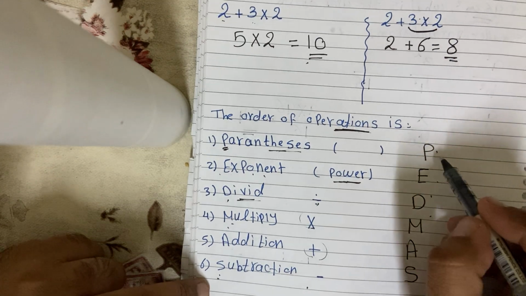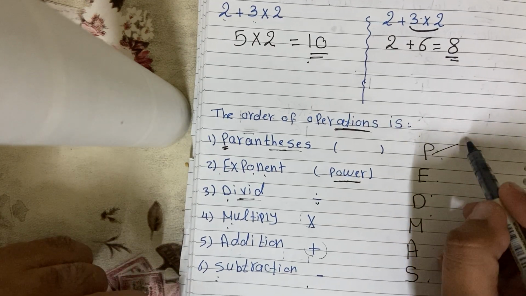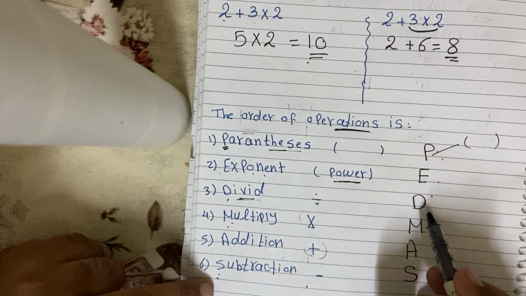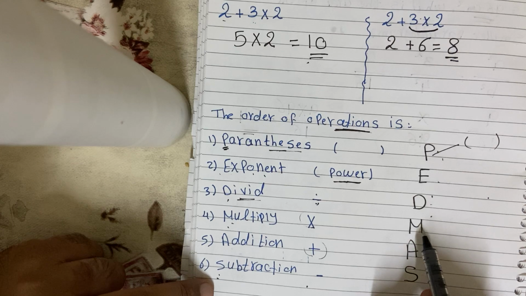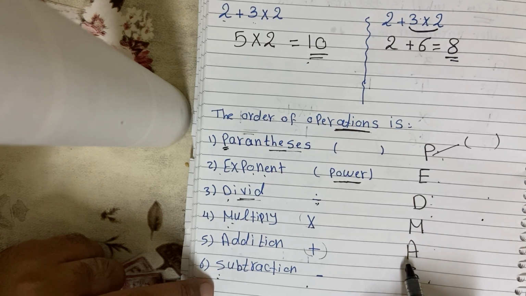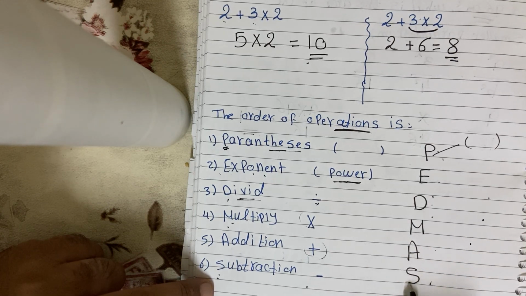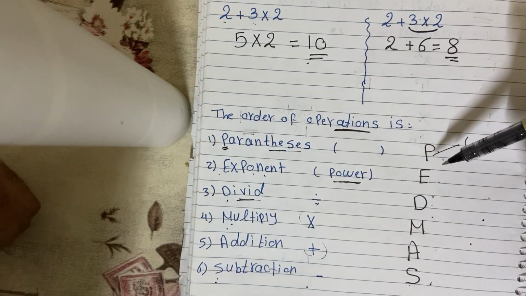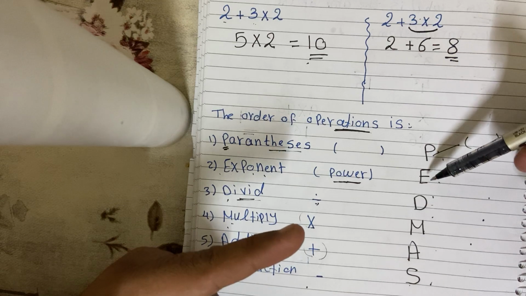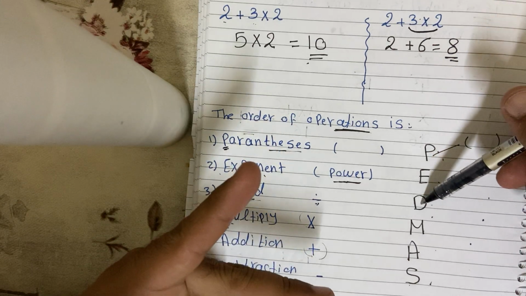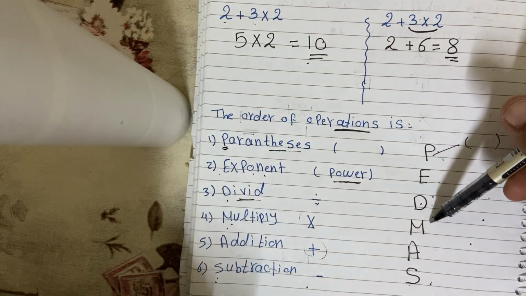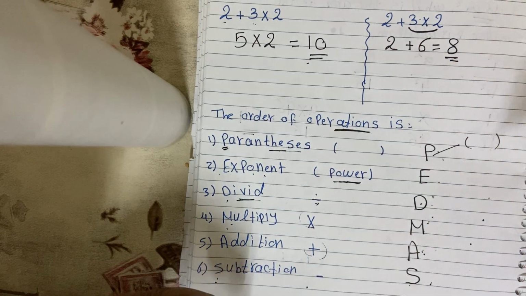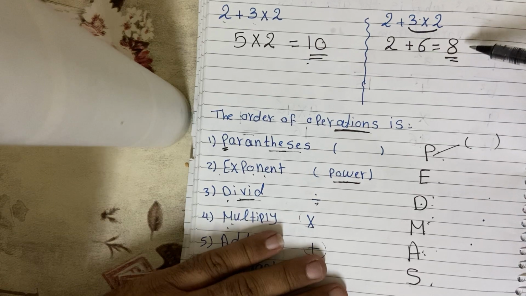BEDMAS. P for parentheses, bracket. E for exponent, power. D for divide. M for multiply. A for addition. S for subtraction. So first the bracket, after that the power, after the power divide, after divide multiply, after multiply addition, after addition subtraction.